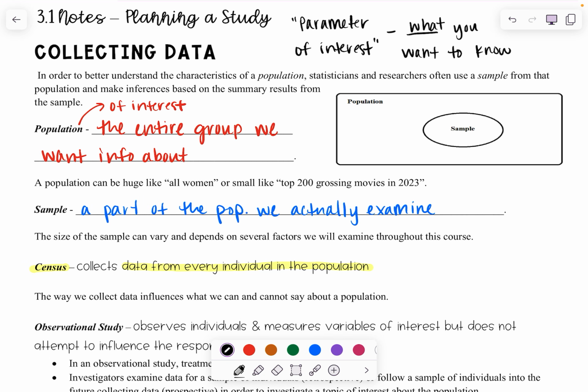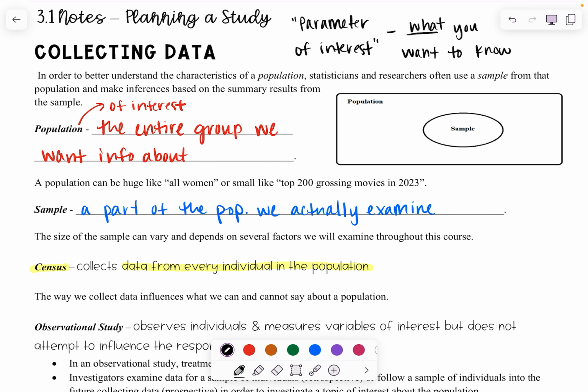So a lot of the time in these FRQs, one of the first questions they ask you is, what's your population of interest? What's your parameter of interest? What is your sample? Your sample is always going to be, what did you actually collect? So what data do you actually have to talk about?